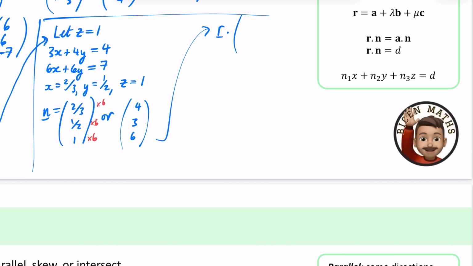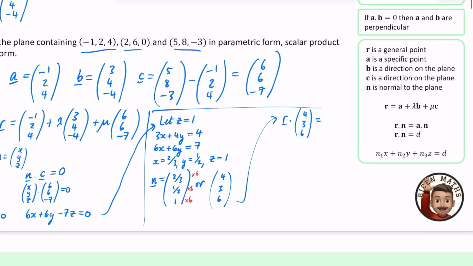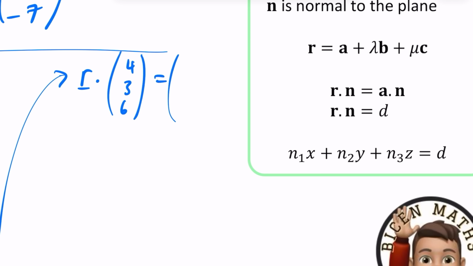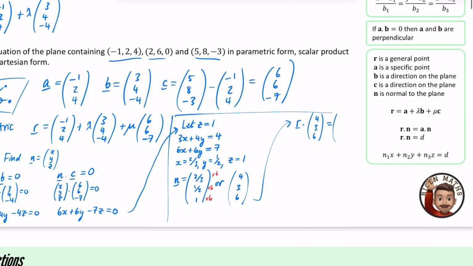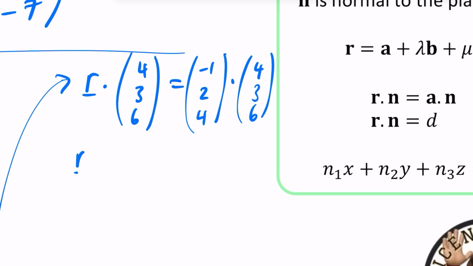I'm going to do my r dot n is equal to a dot n. Now, a is just one of the coordinates. You can pick any one of these coordinates, and I guarantee you will always get the same value on the right-hand side. But my value, I'm going to do the -1, the 2, and the 4, and I will be dotting that with the 4, the 3, and the 6. So our scalar product equation, the r dot (4, 3, 6).